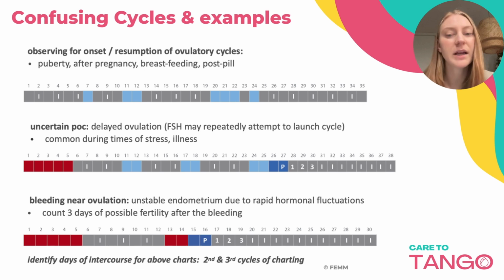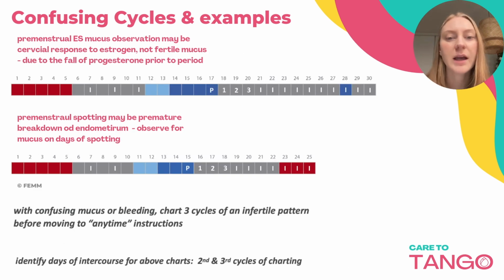So if you have bleeding near ovulation, that could be ovulation spotting or an unstable endometrium due to rapid hormone fluctuations. And whenever we see bleeding mid-cycle, we do use a count of 3 days for that reason. So during this cycle, you could have intercourse during days 7, 9, 11, and then anytime after in that post-ovulatory phase.